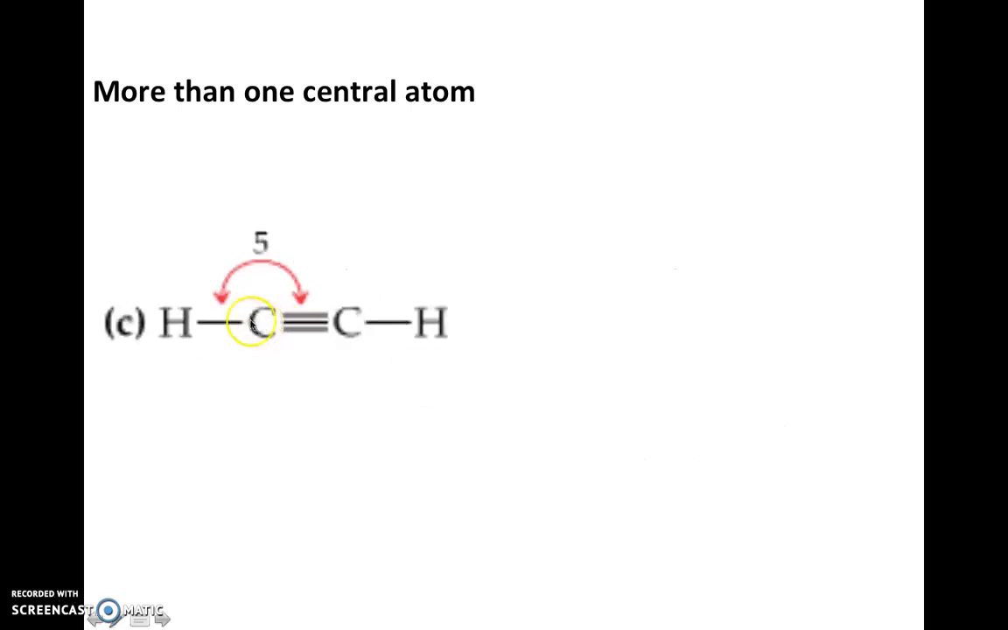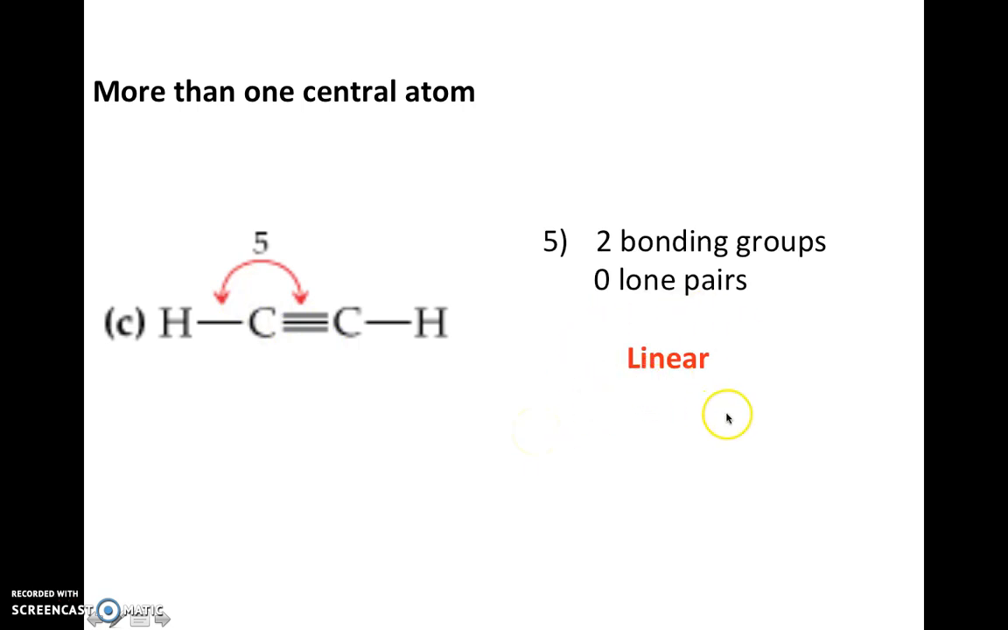Here we have a carbon that has a single and a triple bond. Remember, triple bonds and single bonds all just contribute as one bonding group. So here I would say this carbon has 1, 2 bonding groups, 0 lone pairs, which would give us a geometry of linear.